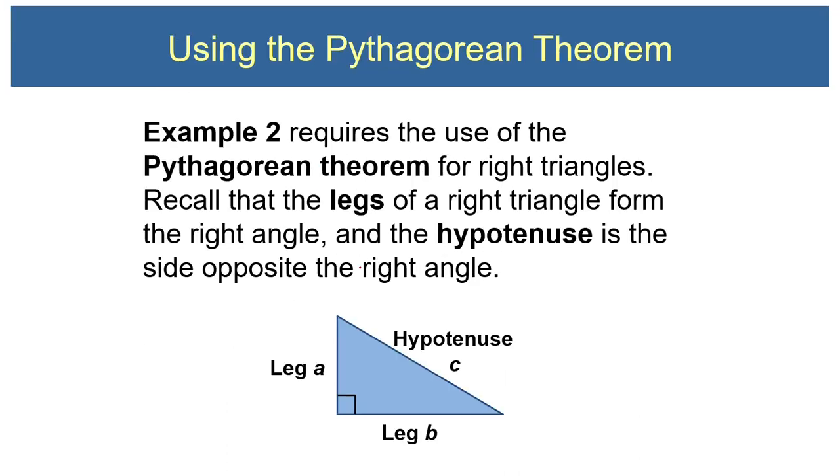Example 2 requires the use of the Pythagorean theorem for right triangles. Recall the legs of a right triangle form the right angle. Here we have the leg A and the leg B. These are the two shorter lengths. And the hypotenuse is the side opposite of the right angle. The hypotenuse is the longest side of the right triangle, and that is usually denoted with the letter C.